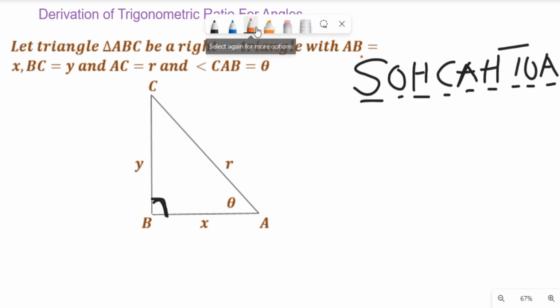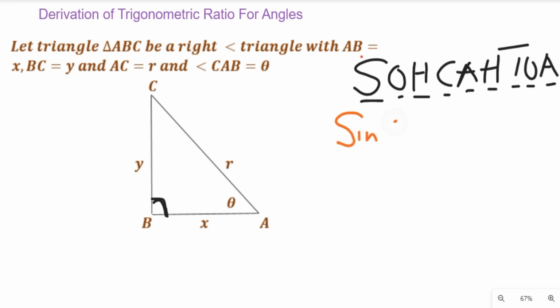Now let's look at the first trigonometric ratio we want to derive today. We want to derive sine theta. We want to look at what sine theta will be. Sine theta is going to be, this is the angle we are talking about. The opposite side is going to be this side, and the hypotenuse side is going to be this side. So it's going to be opposite over hypotenuse. So we're going to have y over r. That's the value for that.